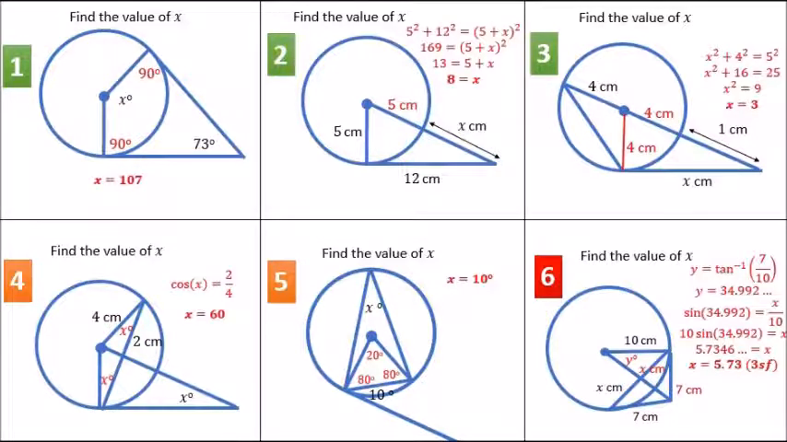So here are the answers. For the first question, we get x is equal to 107 degrees because of the angles between a radius and a tangent being 90 degrees, and then these add up to 360.